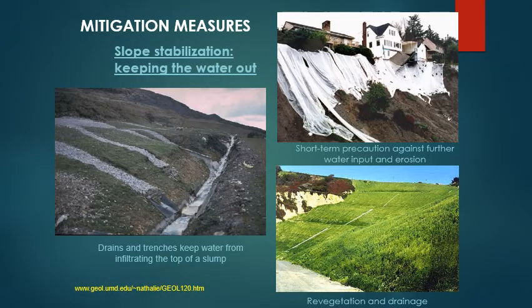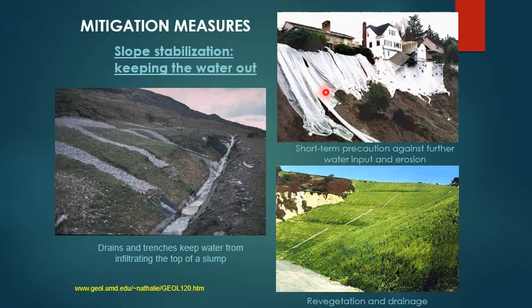Mitigation measures should include slope stabilization techniques. In this particular example, techniques of keeping the water out. Water is bad for the slope, so it's better to take it out or divert it elsewhere. Drains and trenches like this keep water from infiltrating on top of the slump.